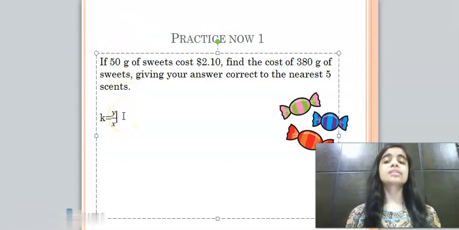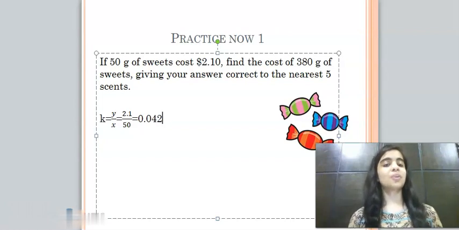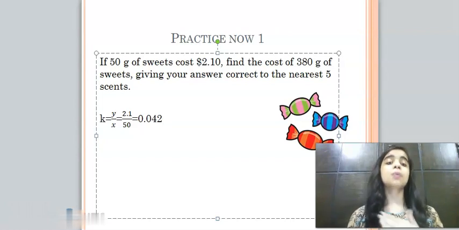So now let's try filling up values in place of y and x. In place of y, we will put 2.10, and in place of x, we will put 50. And then we will do 2.1 divided by 50. So the answer is 0.042. Now what is this 0.042? This is our k value. This is the relation between y and x.